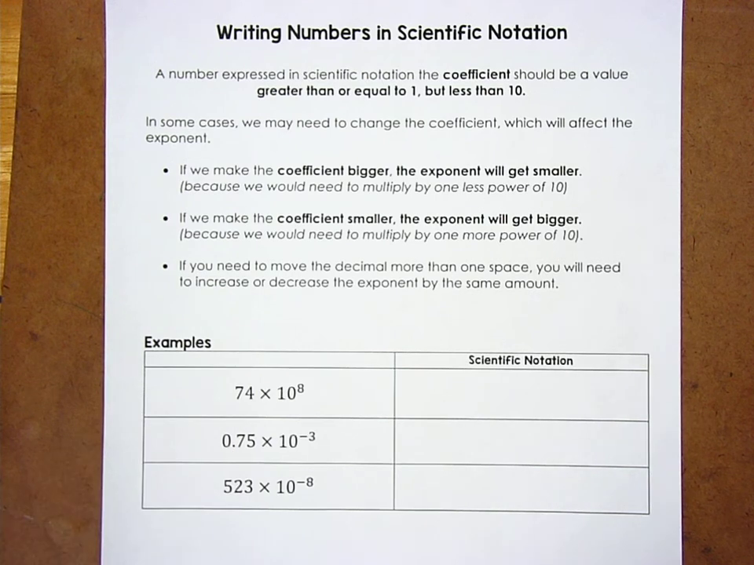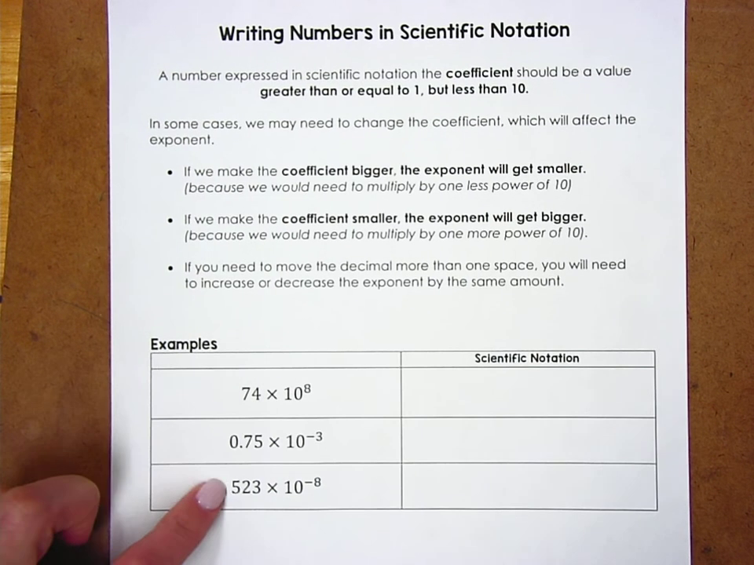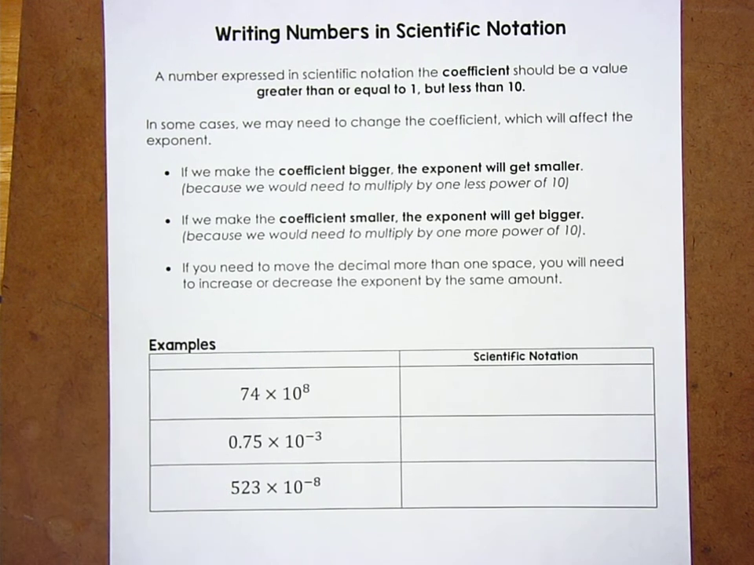This is because we would need to multiply by 1 less power of 10 when we're trying to write that number out in standard form. If we need to make the coefficient smaller, like we would in the case of 74 times 10 to the 8th or 523 times 10 to the negative 8th, then our exponent will end up getting bigger because now we would need to multiply by 1 more power of 10 in order for us to get back to the original standard form value.